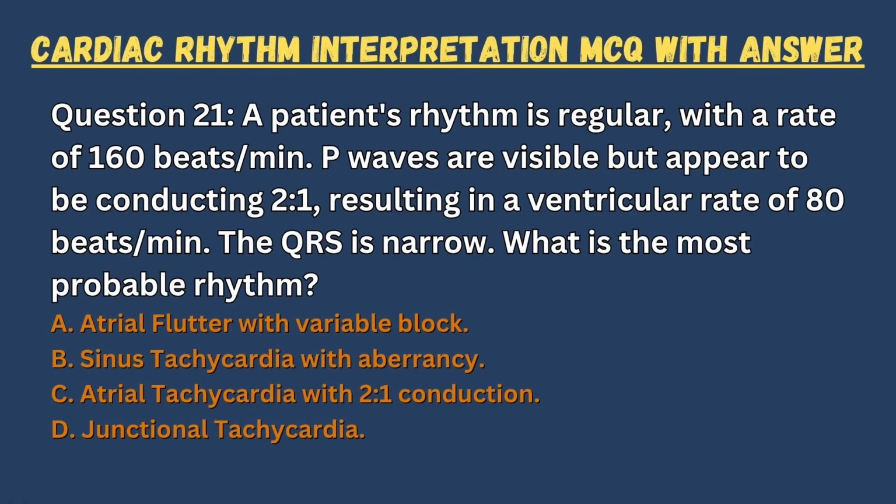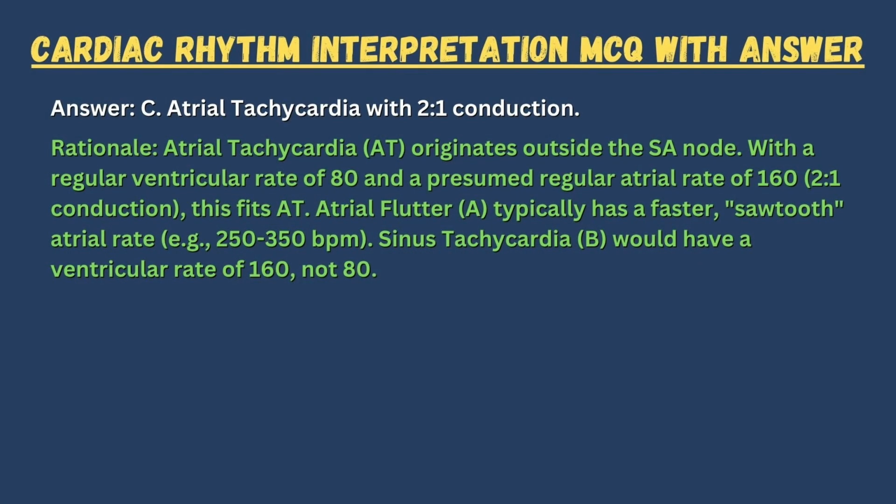Question 21. A patient's rhythm is regular, with a rate of 160 beats per minute. P waves are visible, but appear to be conducting 2:1, resulting in a ventricular rate of 80 beats per minute. The QRS is narrow. What is the most probable rhythm? A. Atrial flutter with variable block. B. Sinus tachycardia with aberrancy. C. Atrial tachycardia with 2:1 conduction. D. Junctional tachycardia. Answer. C. Atrial tachycardia with 2:1 conduction.